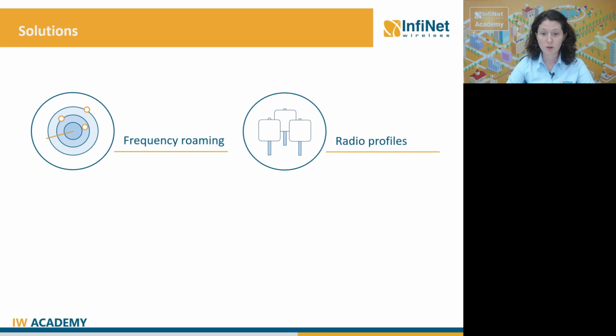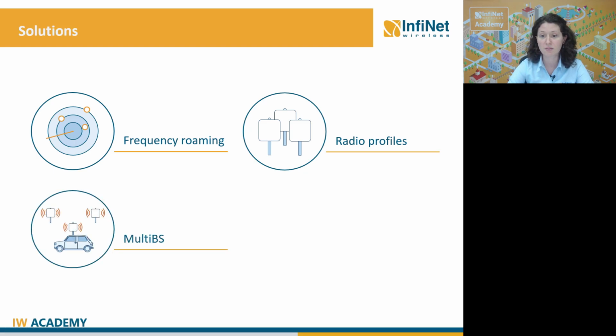Next, we will talk about the radio profiles. In order to be able to connect to several base stations along the path, the CPE that is attached to the mobile object must include a radio profile for each base station. The radio profiles mainly contain the specific radio configuration settings of each base station.